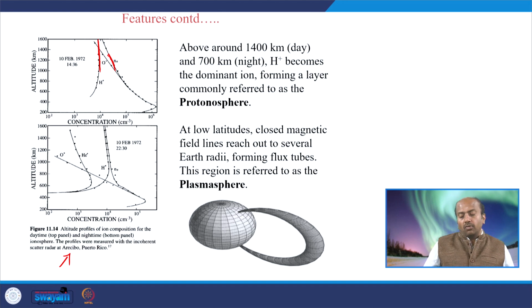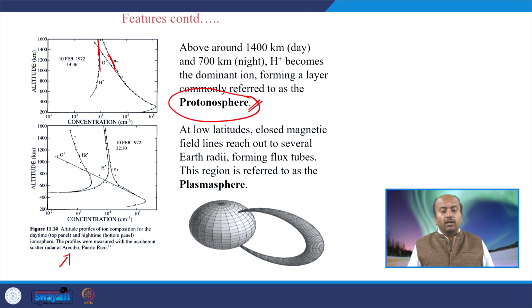So, above around 1400 kilometers during the daytime and 700 kilometers during the night time, H plus becomes the dominant ion in the upper parts of the thermosphere, forming a layer which is entirely dominated by H plus, right, ionized hydrogen, right. That is why we call it as the protonosphere. So, the topmost layer of the ionosphere above 1400 kilometers during the daytime and 700 kilometers during the night time, the extension of ionosphere, is called as the protonosphere. And at low latitudes, closed magnetic field lines reach out to several Earth radii, forming flux tubes. This region is referred to as the plasmasphere. Okay.